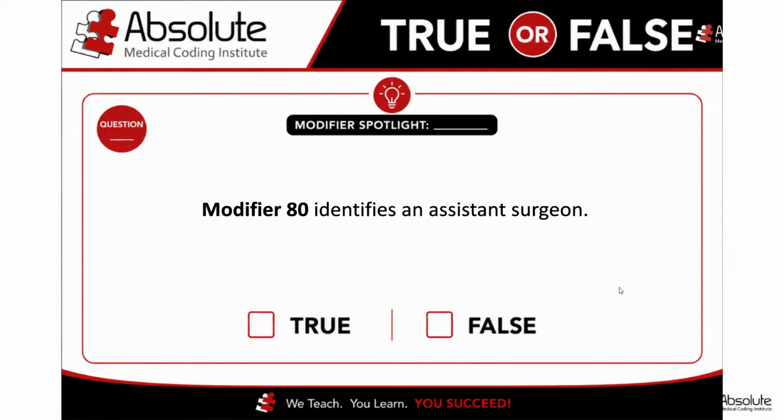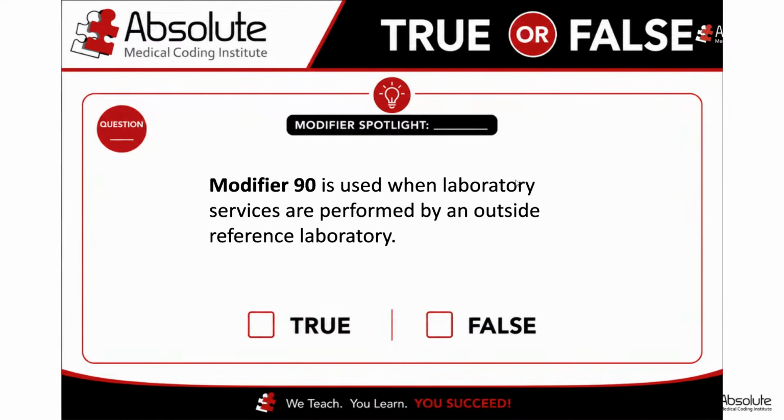Okay, I'm going to say the answer is true. Modifier 90 is used when laboratory services are performed by an outside reference lab. True or false? Look at that. You are so fast. They're reading faster than me. Good. The answer is true.